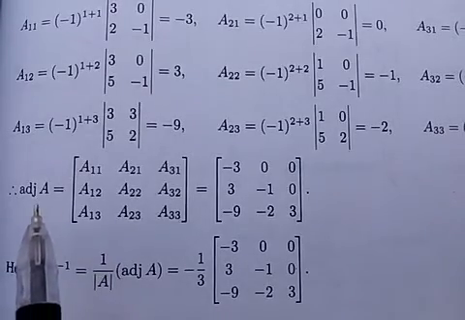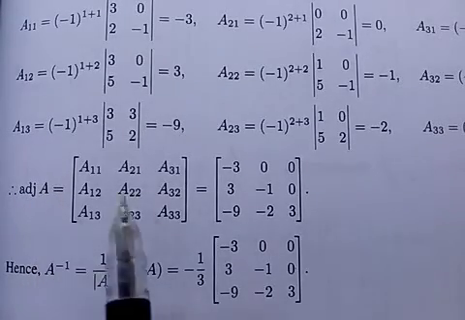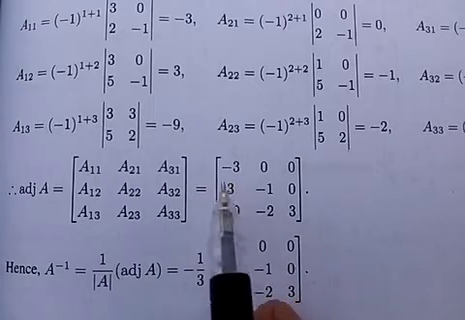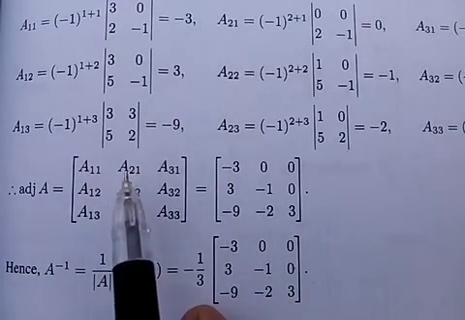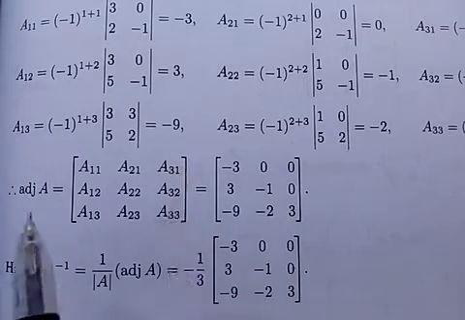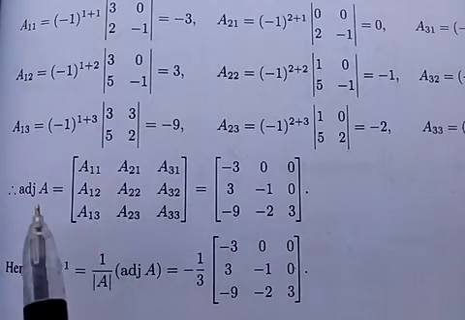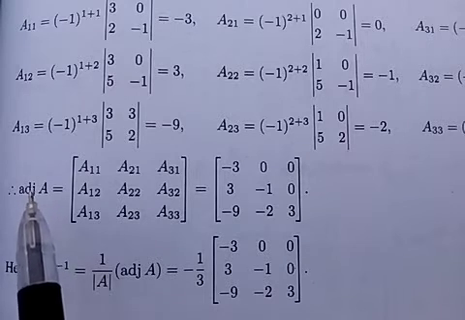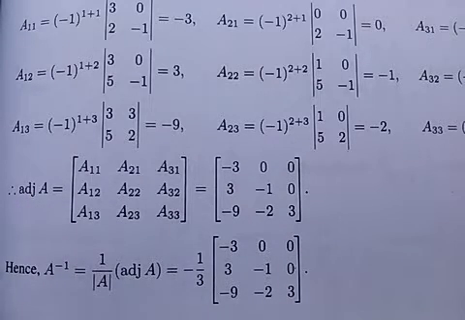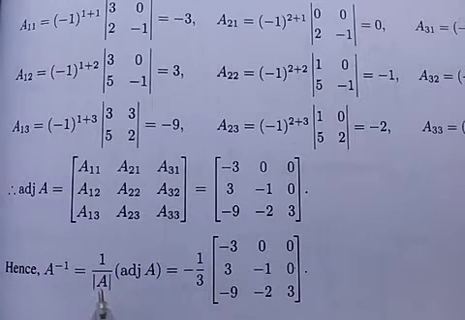After simplification, we have adjoint of A in the form of a11, a21, a31. Similarly, we can substitute all the values of cofactor to find the matrix in the form of adjoint of A. To find inverse of A, we can write here adjoint of A upon determinant of A. Determinant of A equal to minus 3. So we can write here minus 1 by 3 multiply by adjoint of A, that is called inverse of a matrix A.